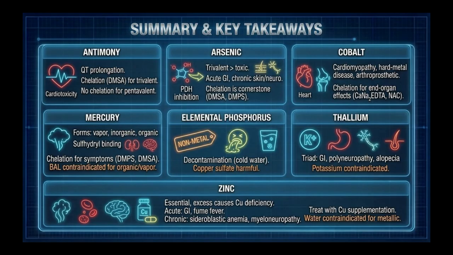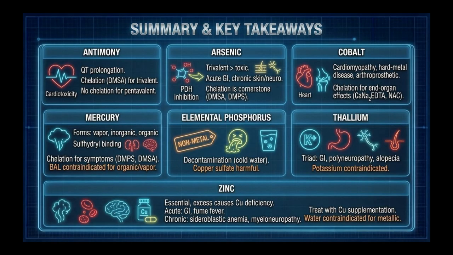Mercury, with the chemical symbol Hg, exists in several forms, each with distinct toxicokinetic properties. Elemental mercury, which appears as vapor, is highly lipid-soluble and can cross the blood-brain barrier rapidly. When inhaled, it is primarily absorbed through the lungs and can oxidize into inorganic forms within the body. Inorganic salts of mercury, such as mercuric salts, are mainly absorbed through oral ingestion.